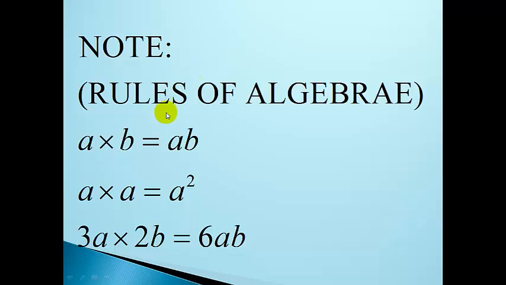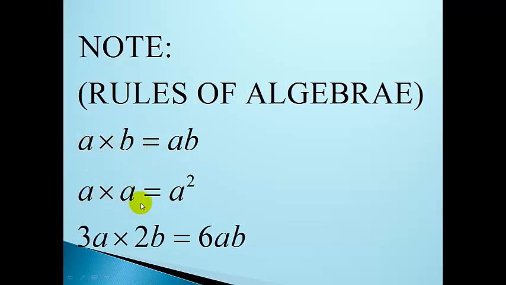Note some rules of algebra. A times b equals ab because the coefficient of a here is 1. The coefficient of b here is 1. So when you multiply 1 by 1, it's still 1. And a times b is ab. And 1ab is equal to ab. That's why the 1 cannot be seen. Don't write the 1. So a times b is equal to ab.